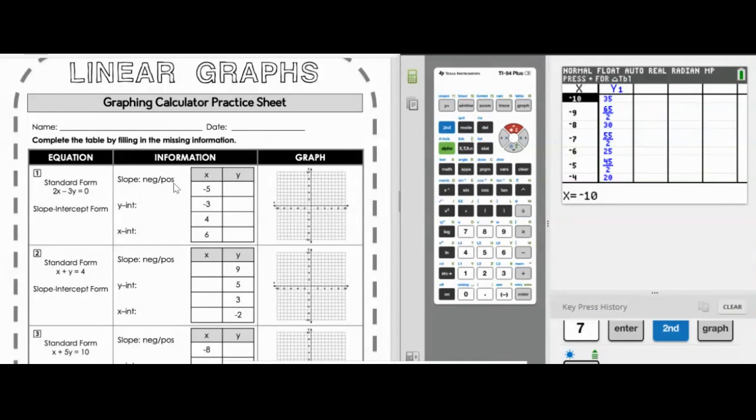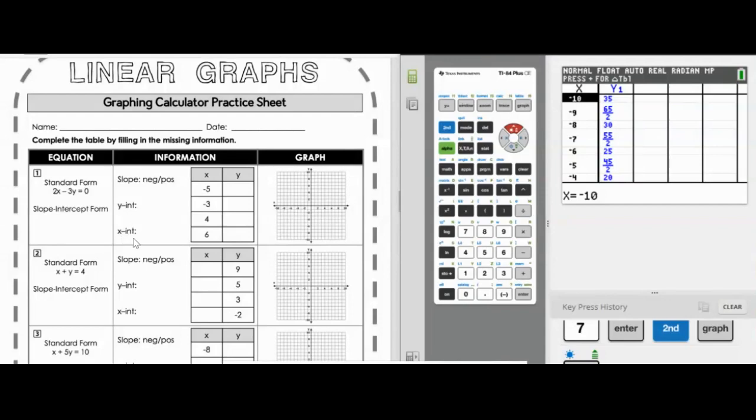Since each of these are linear graphs, a negative slope will be a line that is going down from left to right. A positive slope will be a line that is climbing from left to right. To find your y-intercept, you'll want to use that value menu. You'll plug x equals 0 into your calculator and it will tell you where the y-intercept is.